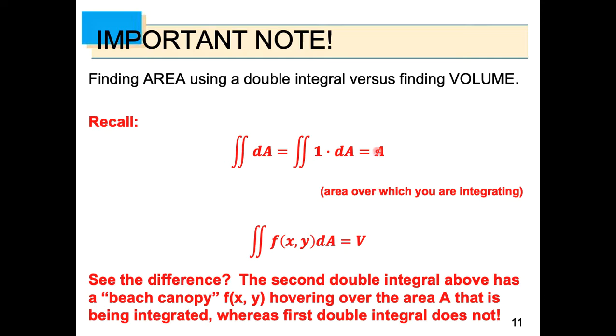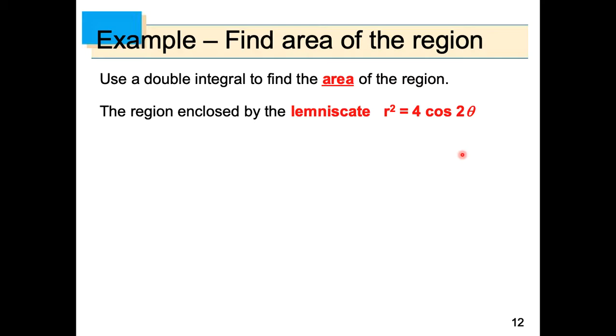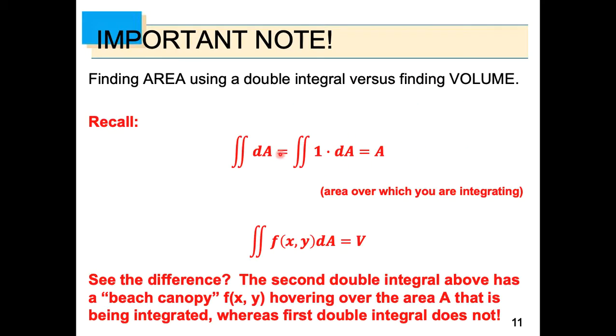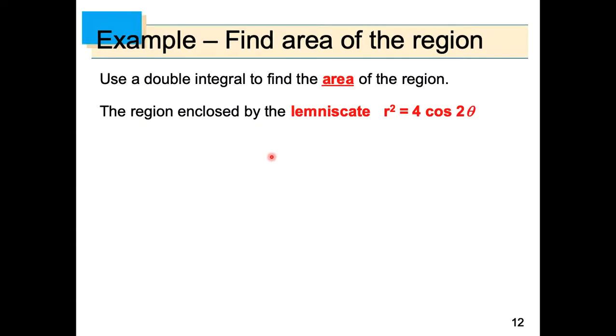So this is a very important thing to point out, and the reason why I'm pointing this out is because this next example here is simply asking us to find the area, not the volume. So because it's simply asking us to find the area, we're going to utilize this first fact right here. You'll see just momentarily that we'll utilize that fact. Later on, you'll be asked to find the volume, and we're going to utilize a slightly different approach.